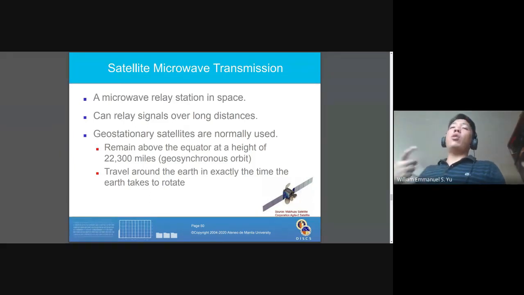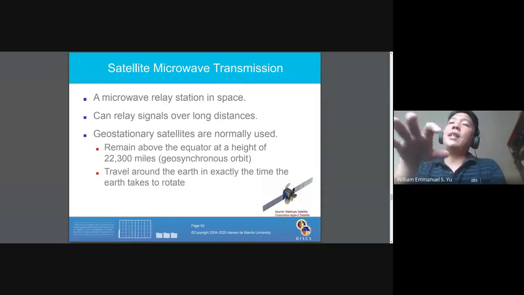So satellite is also microwave, but the relay tower, instead of being on Earth, is in a satellite in space. Now, of course, we can see the benefits of putting satellites in space, especially geosynchronous satellites that roughly follow where you are facing. So they're always on top of you. That means that you can send the signal through a longer distance because it's line of sight, right? You don't have to worry about the curvature of the Earth.